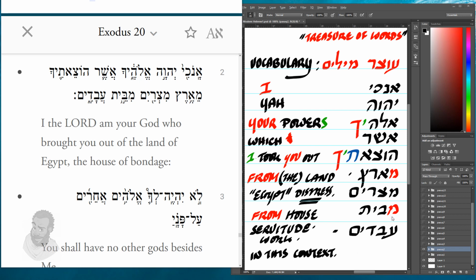Okay? Mibeit, from the house. Bayit in Hebrew means house. You have the mem here, which means from. Avadim means servitude. Avadim.